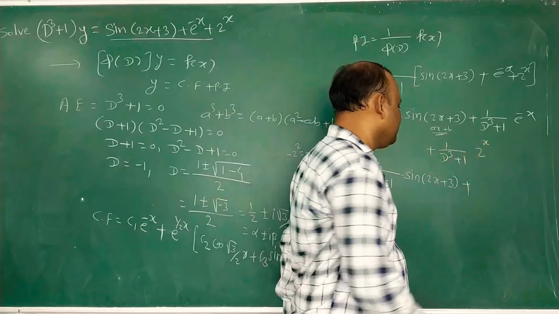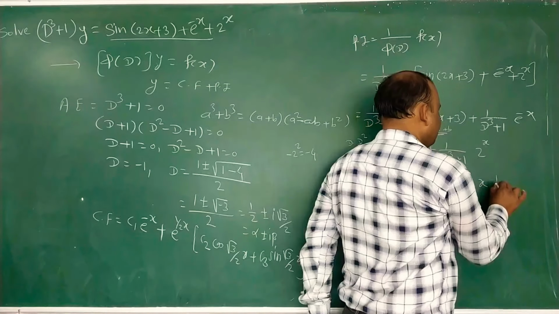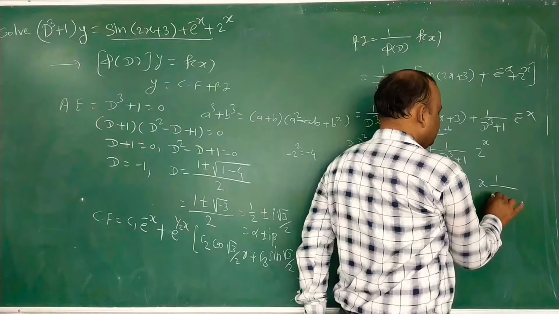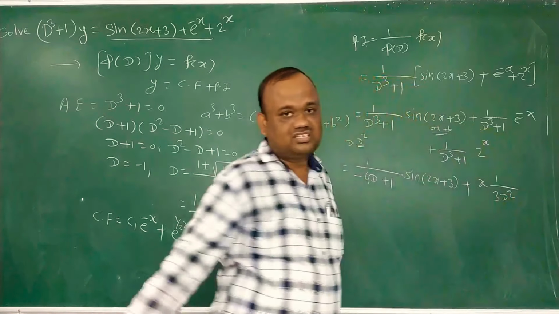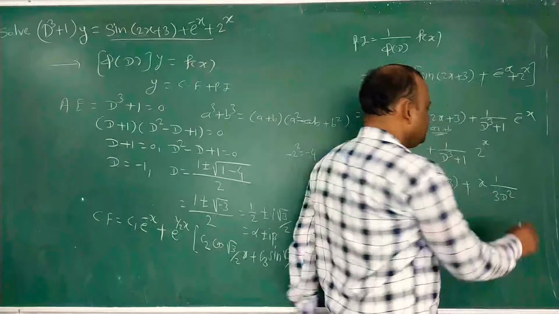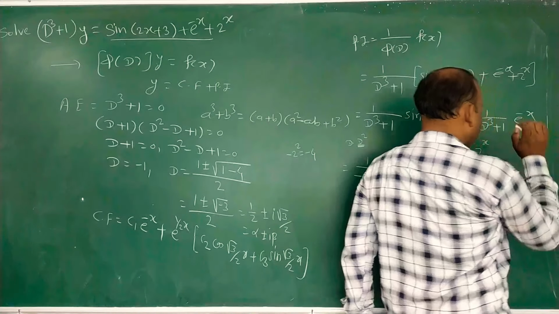And if the denominator is 0, then the case fails. In case of failure, what do we do? Multiply by x and take the derivative of this denominator, that is 3D square. The derivative of D cube is 3D square and the derivative of 1 is 0, into this e to the power minus x, as it is.